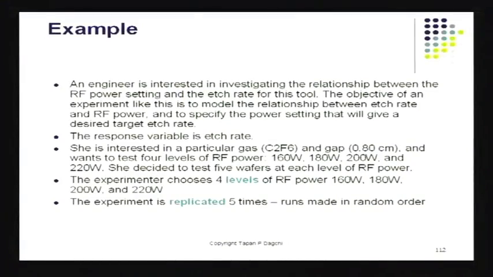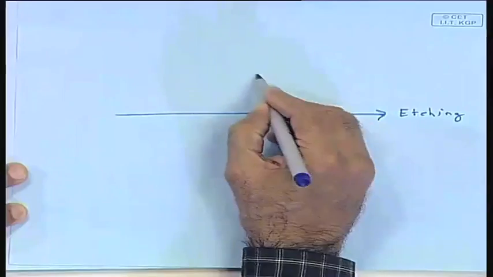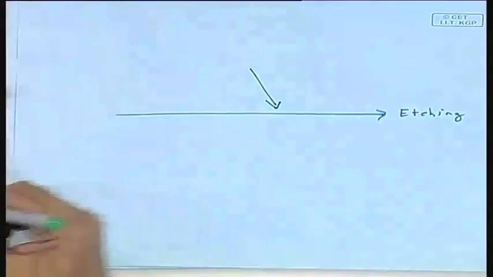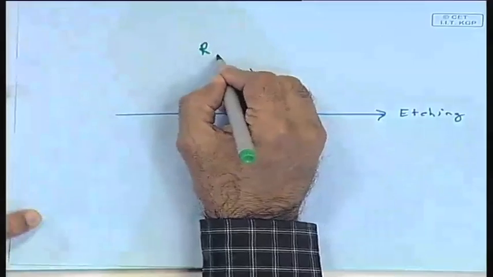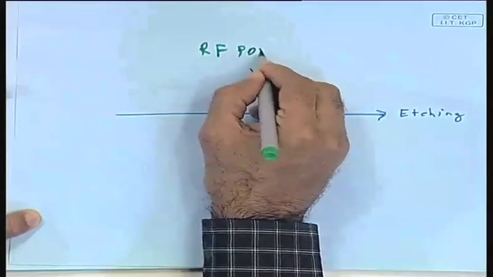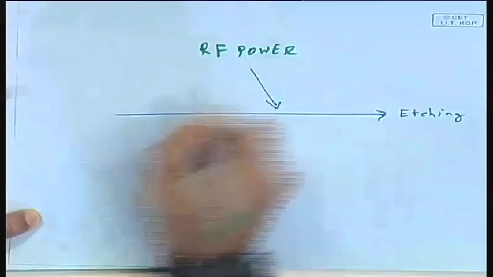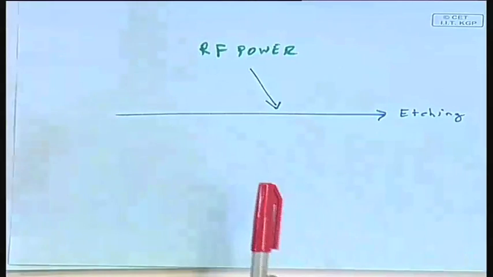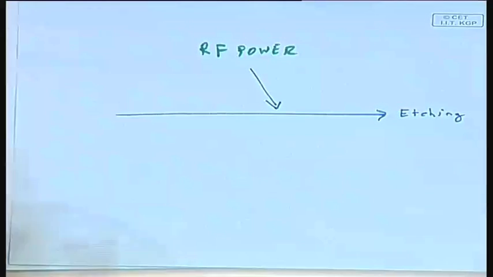Now what we are going to be looking at is the RF power. This is the radio frequency power which is applied on the system. So that's going to be one process variable. I'm going to be putting that down here as a process variable, and that's going to be RF power. That's going to be my process variable. Everything else in the system is going to be treated as noise.